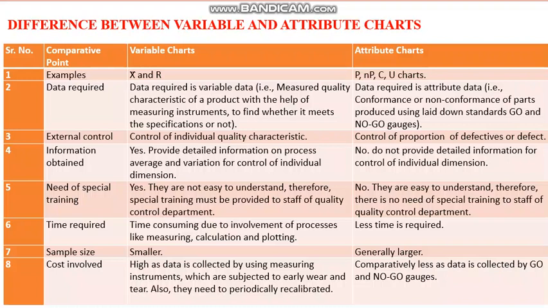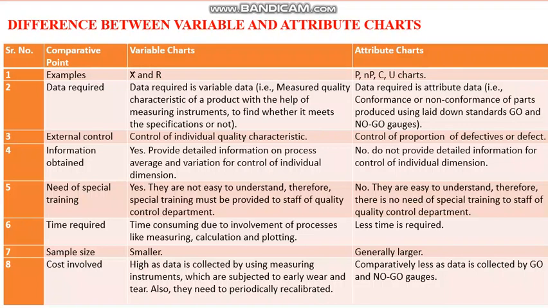Whereas for attribute charts, data required is attribute data. It is simply, is it conforming or is it not conforming? Is it passing or is it failing? Simple gauges like go gauge, no go gauge are used. And what are we controlling? In variable charts, control of individual quality characteristics, whereas in attribute charts, control of proportion of defectives or defects.